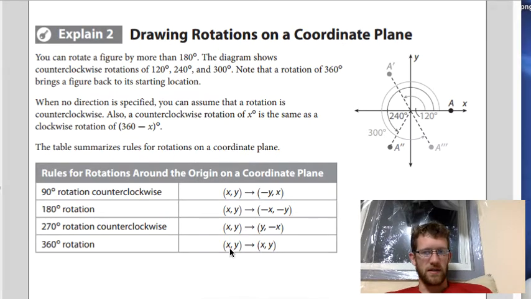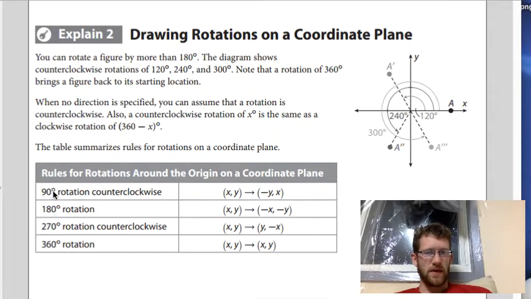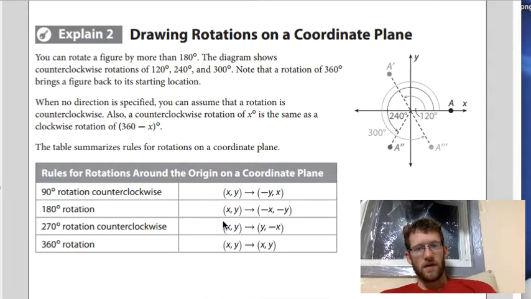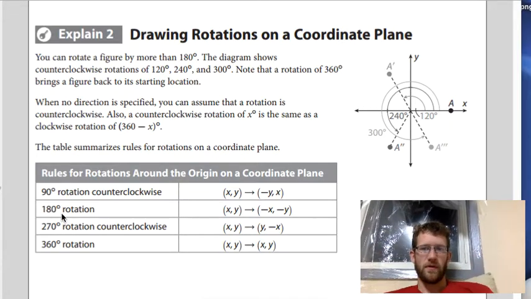Right, nothing changes here. For a 90-degree rotation, 180-degree rotation, and 270-degree rotation, we just follow these rules. You may notice that for a 180-degree rotation, it's the same as a double flip, right? If we reflect it across the y-axis and reflect it across the x-axis, it's the same thing as rotating 180 degrees.